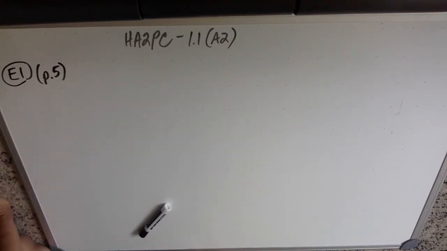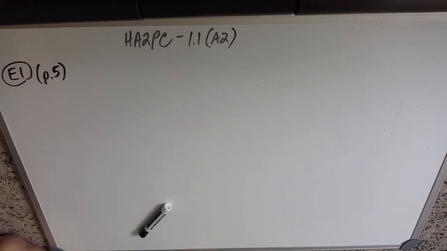All right, this is Honors Algebra 2 Pre-Calculus. We're doing section 1.1 in Algebra 2. We're going to start with example 1, which is on page 5 of your Algebra 2 textbook. So I'm going to read it instead of writing the whole thing down to save my sanity a little bit, and also hopefully you have the PDF or a book in front of you.